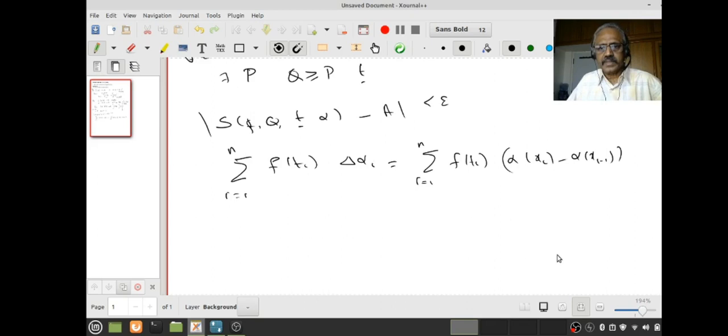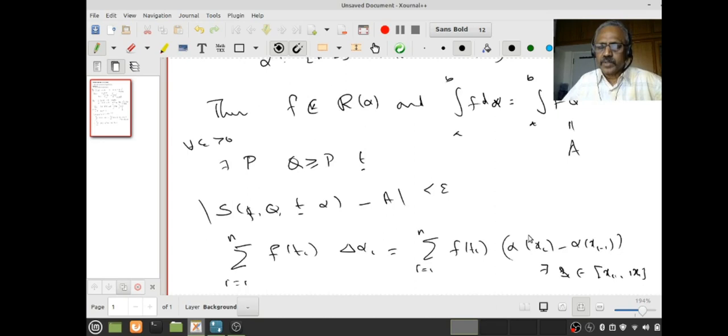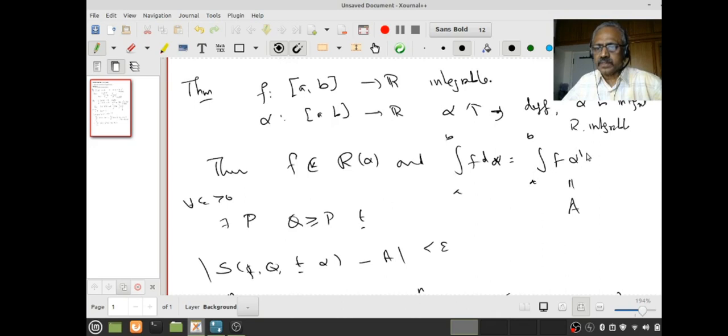Now what will I do? Again, as I did in the earlier version, the natural thing is to apply the mean value theorem. Therefore, what will I have? Sum from i equal to 1 to n of f of ti, but then there exists a si in the interval xi minus 1 to xi, therefore it's going to be alpha prime of si times xi minus xi minus 1. Is that clear? But what do we know? We know f alpha dash is Riemann integrable with A as the integral.